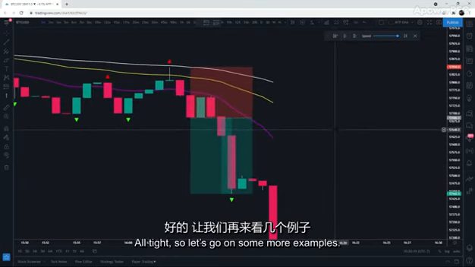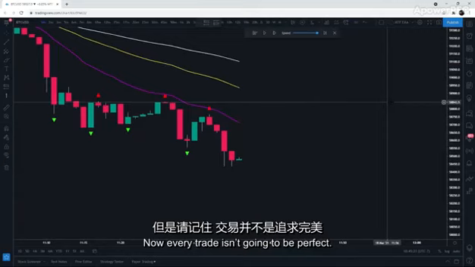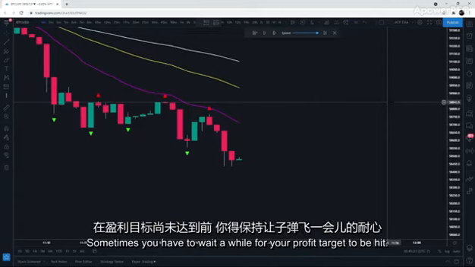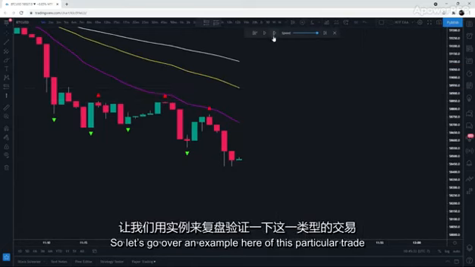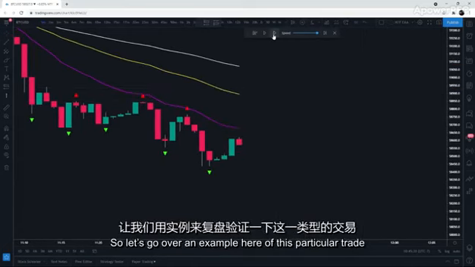All right, so let's go on to some more examples. Now, every trade isn't going to be perfect. Sometimes you have to wait a while for your profit target to be hit. So let's go over an example here of this particular trade.